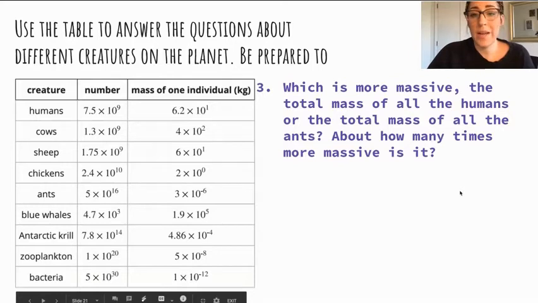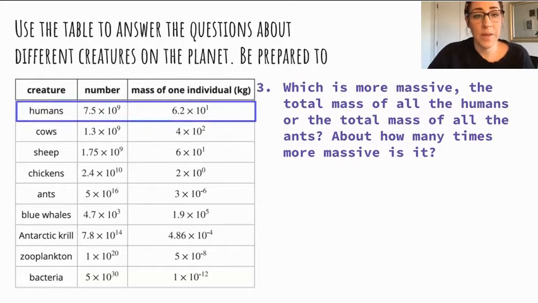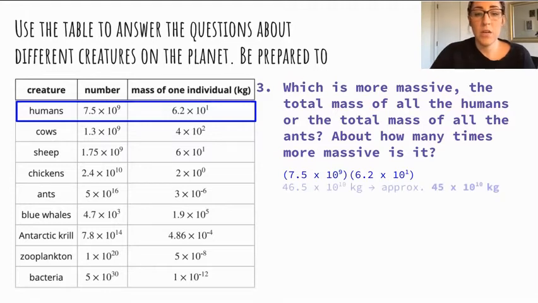Question 3 says, which is more massive, the total mass of all humans or the total mass of all ants? And about how many times more massive is it? So here's our humans. And we're going to think about that number times the mass. So we're first going to take care of those calculations. So 7.5, we're working with multiplication, so we know we can multiply in any order. So we're going to go ahead and do 7.5 times 6.2, which is the 46.5. Then we have 10 to the 9th times 10 to the 1st. That gives us 10 to the 10th, applying the rules for our exponents here. So we'll just say that's about 45 times 10 to the 10th.